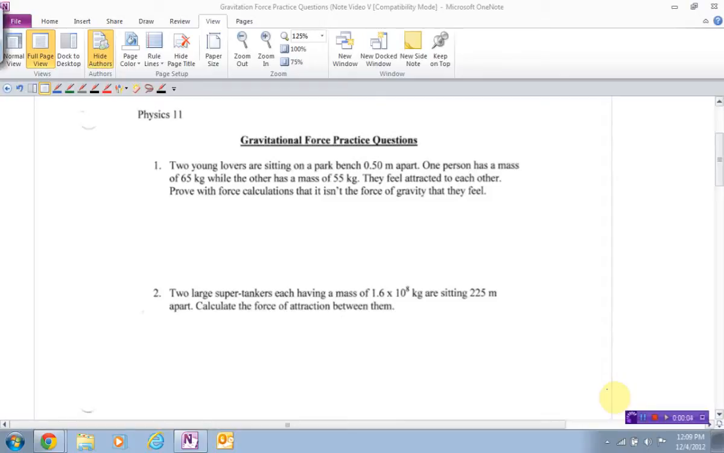This is the third of 3 videos on how to use Newton's gravitational equation to deal with problems involving gravitational force between two masses. The first video deals with gravitational field strength and mass versus weight. The second video deals with the universal gravitational equation, what it means, and a couple of proofs for it. And this particular video deals with how to use the universal gravitational equation to solve some problems. So let's take a look at the problems.